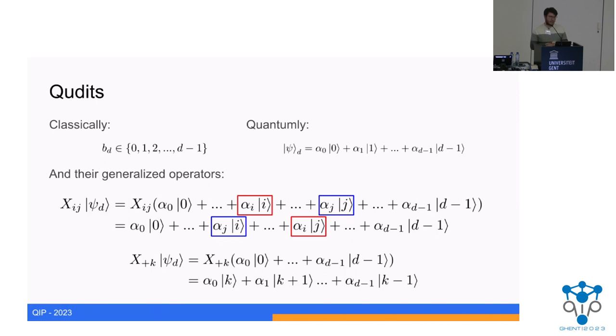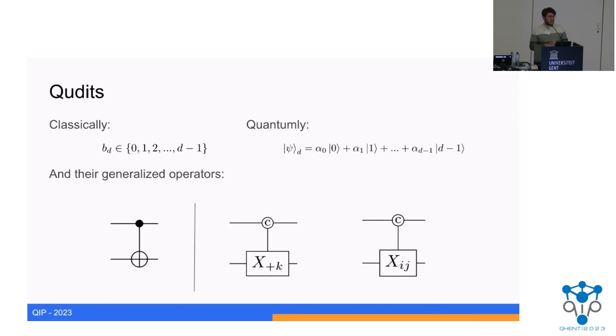So for example, we have this X_ij, or the flip between the coefficients of the ith state and the jth state, and this increment operator, X+k, which just shifts all the coefficients by k mod the dimension d. For the circuit decompositions today, it's sufficient to think about just these classical permutation operators, but of course we could extend them to say H gates, RZ gates, RX gates, etc., on either the whole space or some subspace contained.